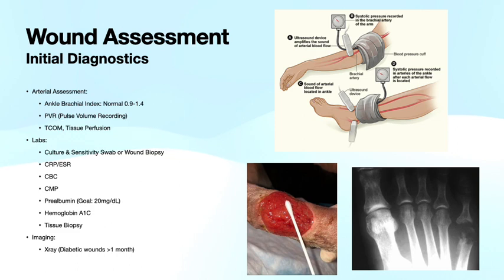CBC, as you can imagine, can be very helpful for looking at the white count to see if it's elevated, to see where you are on that infection spectrum. Every once in a while, we'll come across some patient who has a surprisingly low hemoglobin. We tend to see that more in our chronic renal failure patients. And if you have a hemoglobin of 6 or 7, that definitely can be a factor in why this wound is not healing. It just doesn't have the oxygen carrying capacity.